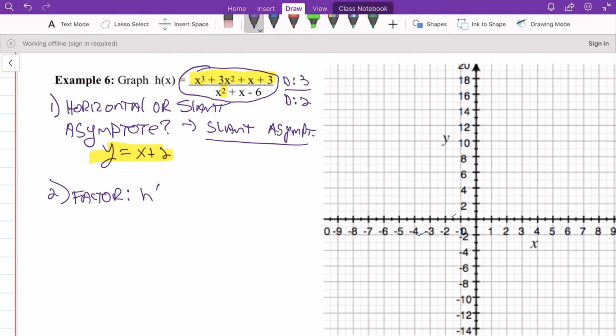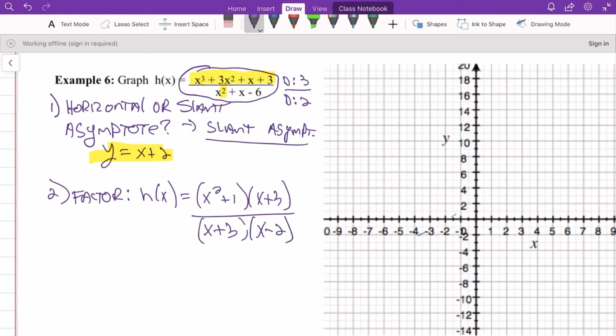So we have the new factorization. It's going to be x squared plus 1 times x plus 3. And then we have x plus 3 in the denominator times x minus 2. And if you remember from step 2, what we're going to do is after we factor it, we're going to look to see if we can cancel any factors. I can cancel the x plus 3's.